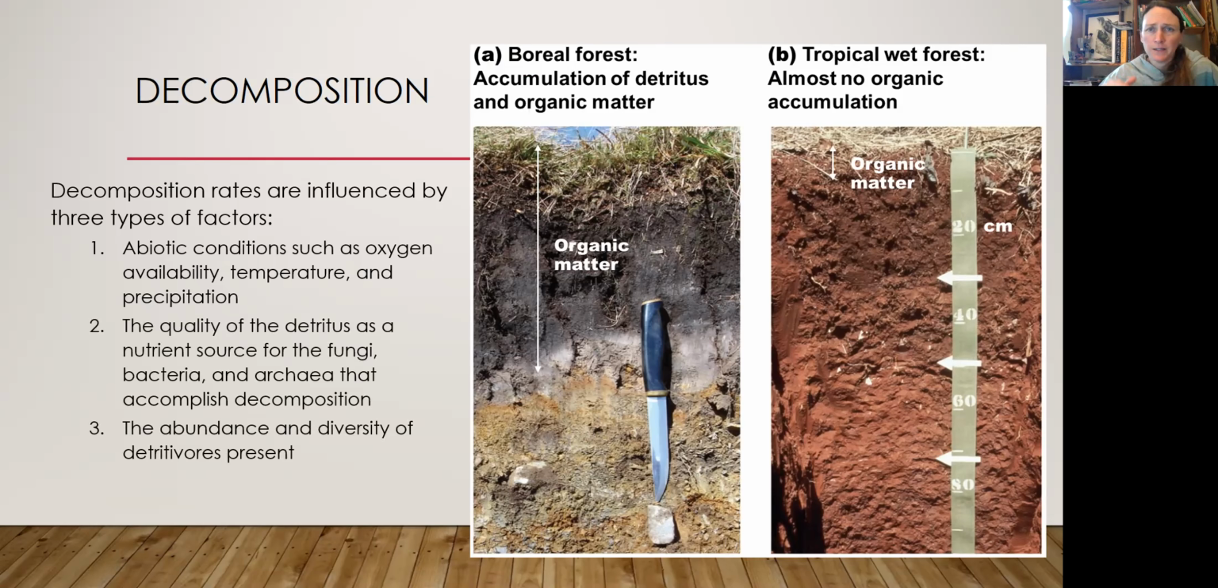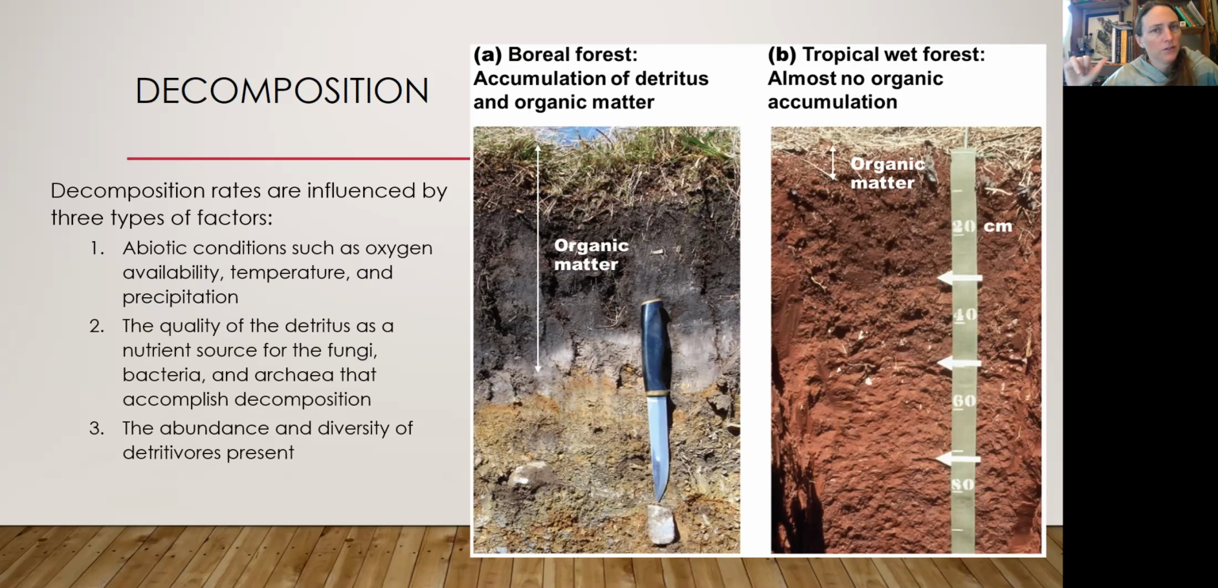So here you can see a boreal forest, like up near the tundra, between the temperate and the tundra, you have the boreal forest. You can see a lot of organic material has been built up in that soil and is kind of slowly decomposing, probably not decomposing very fast because it's very cold.